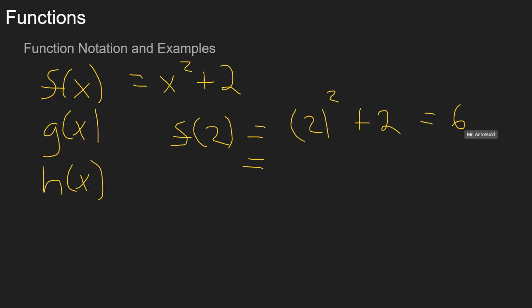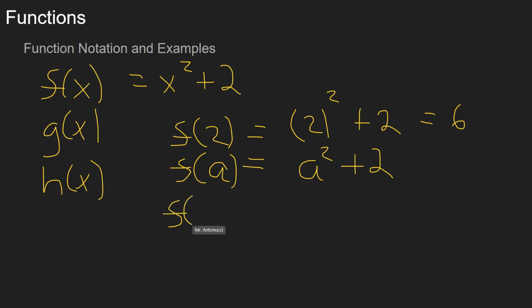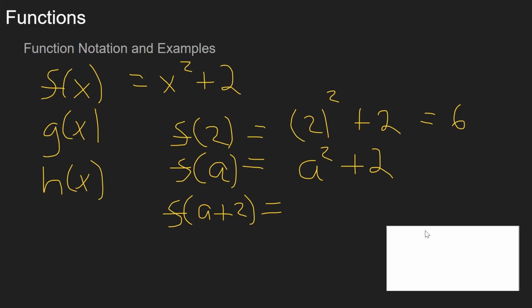If I wrote f(a), that means you simply substitute a into the function f(x) anywhere there's an x. So this would simplify to a squared plus 2. In this case, you can't simplify any further because you don't know what the value of a is. You can even substitute quantities, like f(a plus 2). I'm going to substitute the quantity a plus 2 in for x in the function f anywhere there's an x.